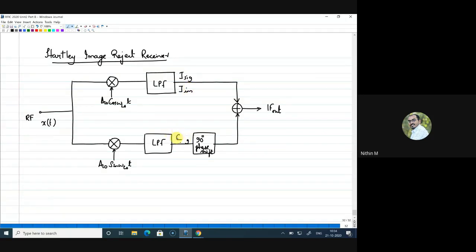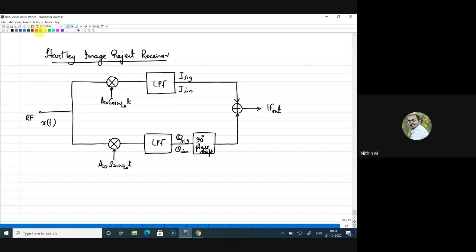Here is the Q signal and Q image, but the images will be cancelled out when we add it together after the 90-degree phase shift operation. So this is the architecture of the image reject receiver, and I hope this is clear for you guys.